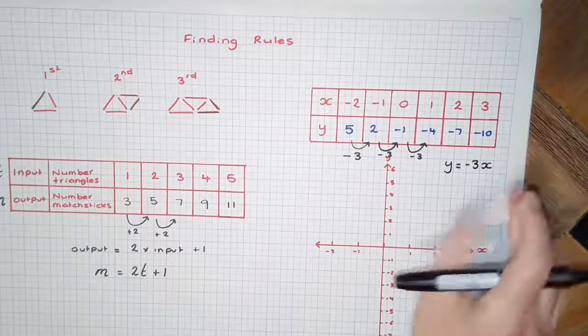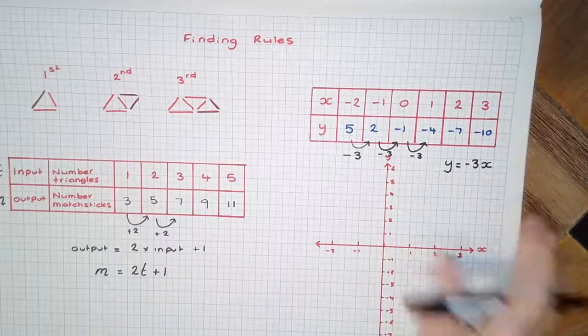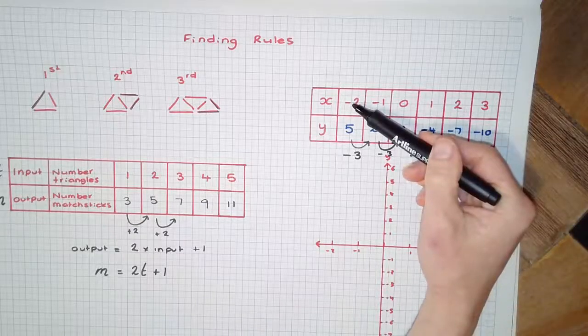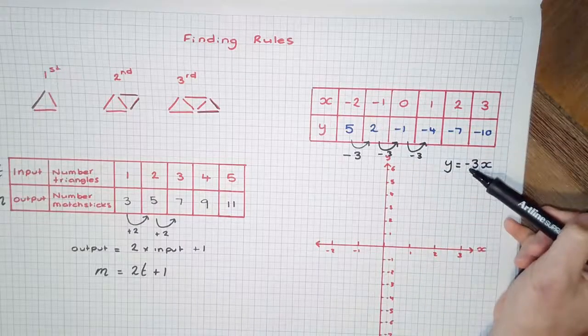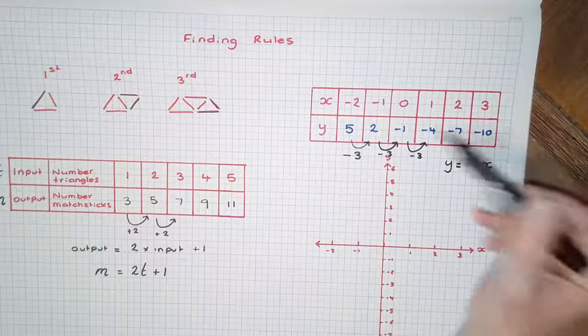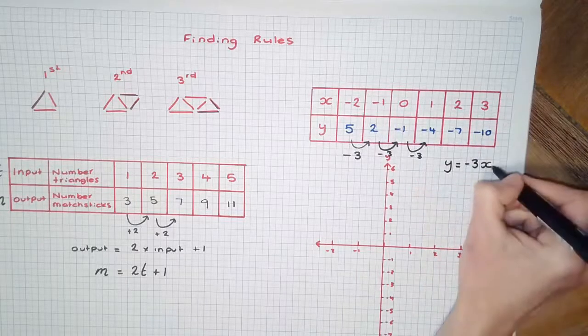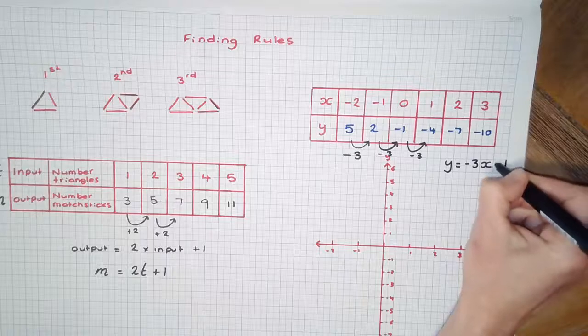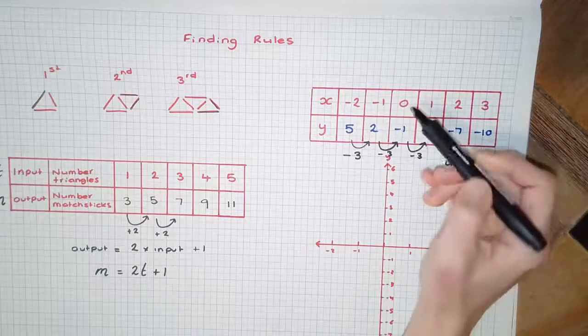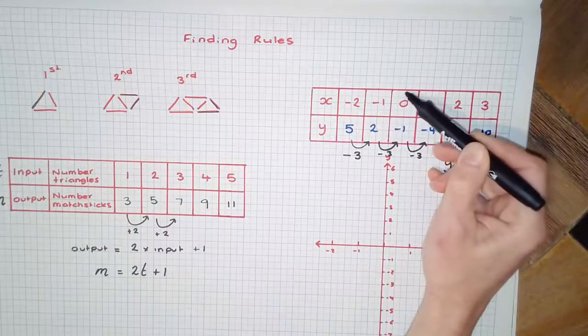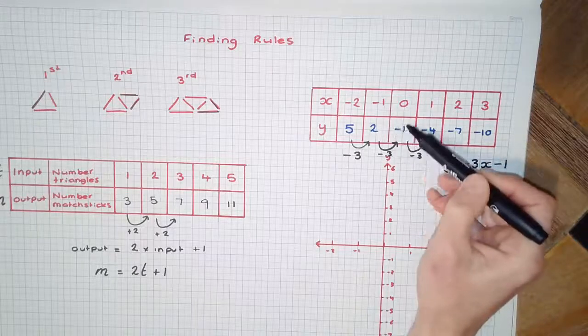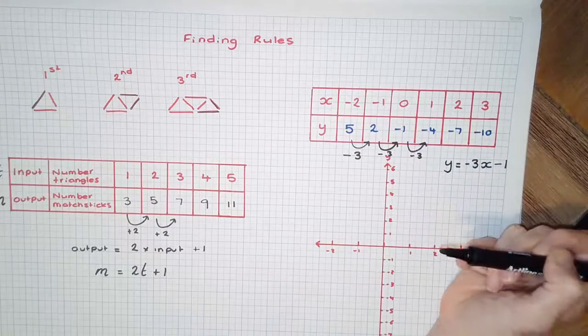Now we need to check, is that the final part of the rule? Well, if we take -2 times -3, we get +6, but you can see the answer wants to be 5, so we have to -1 on the rule. If the input was 0, you can see that we would have had -1 here.